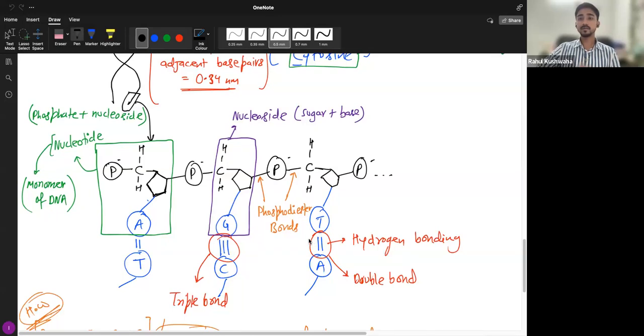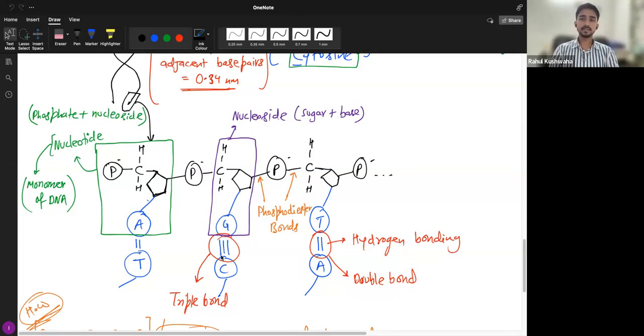And that depends on which base is pairing with which. It is very, very specific. Adenine always naturally pairs with thymine. Guanine naturally pairs with cytosine. Adenine does that with thymine through a double bond, and guanine does that with cytosine with a triple bond. Now, these are just facts that we can read in books.